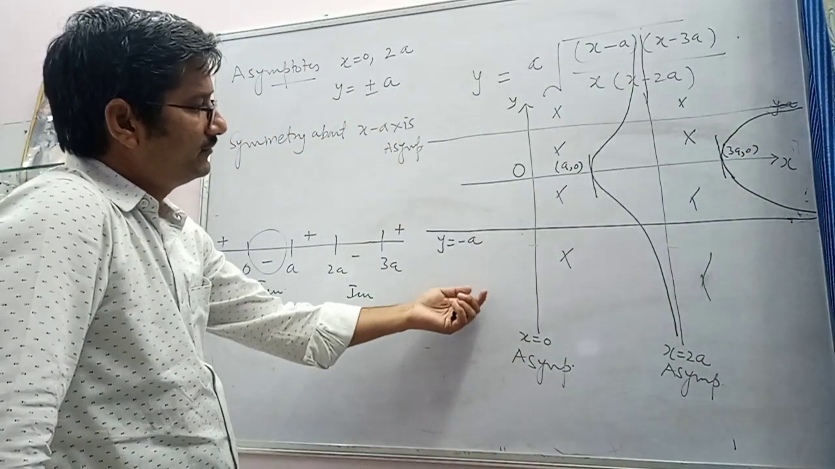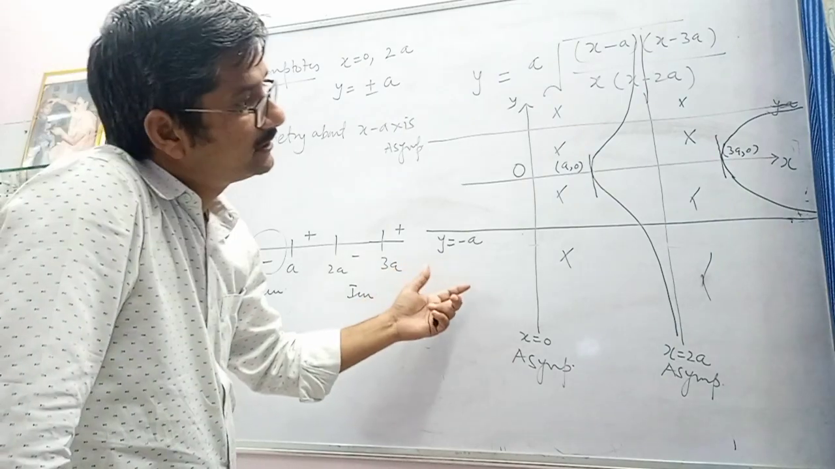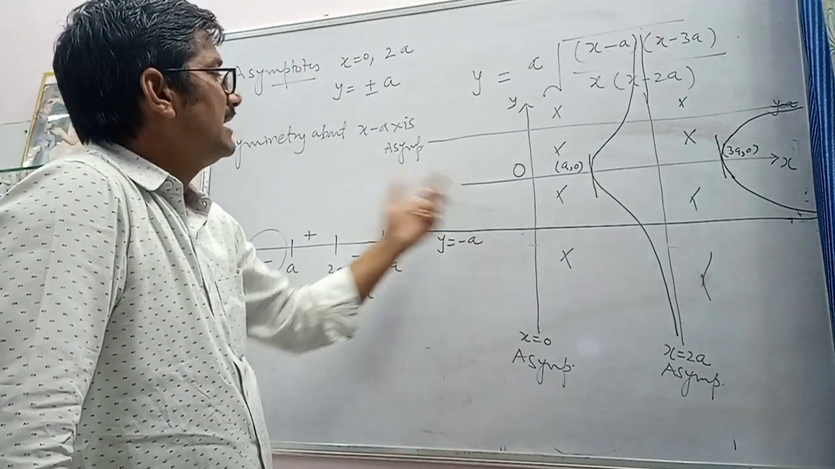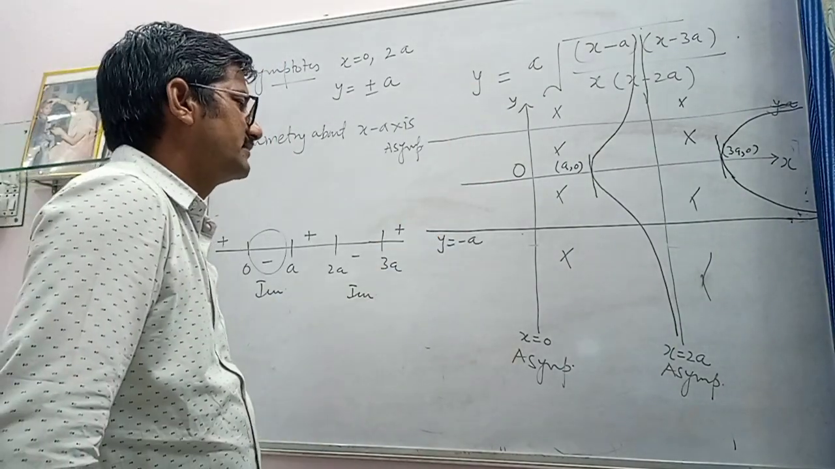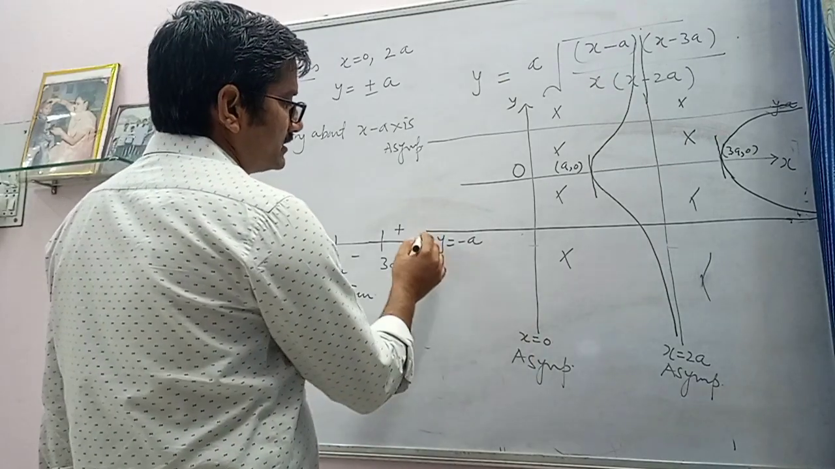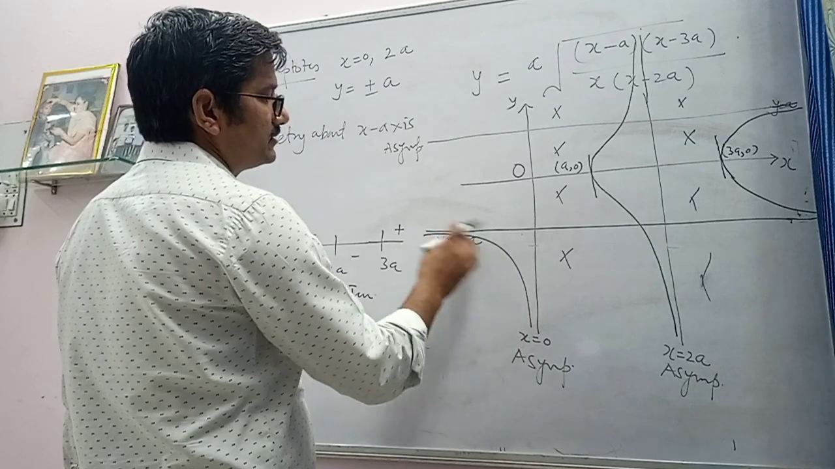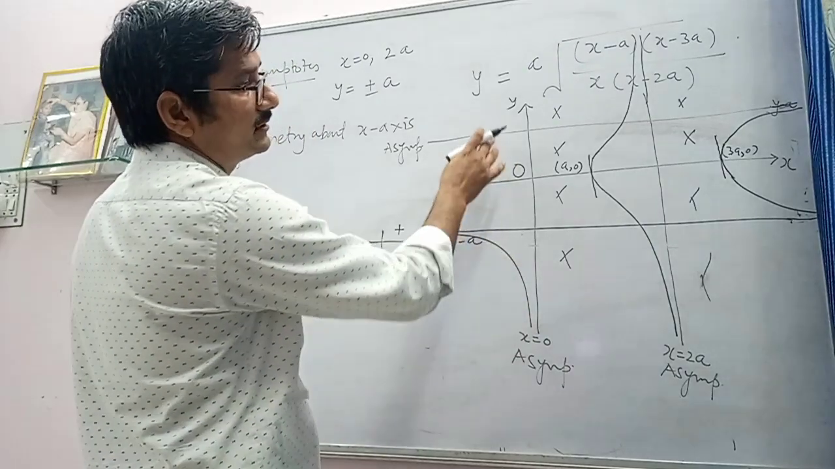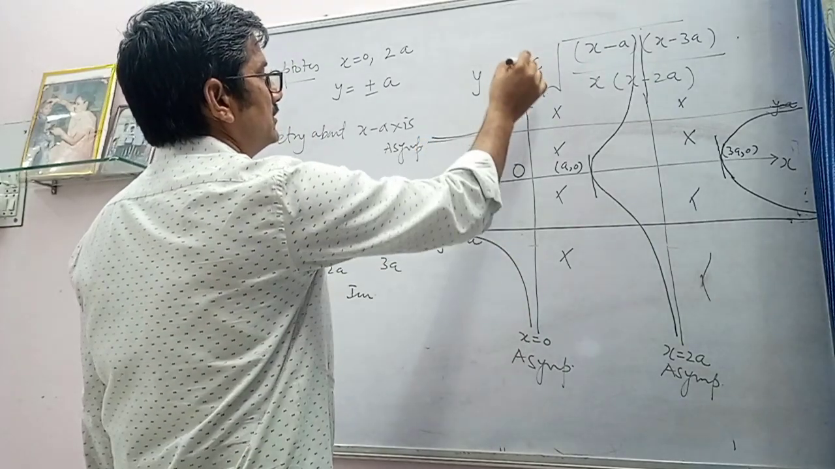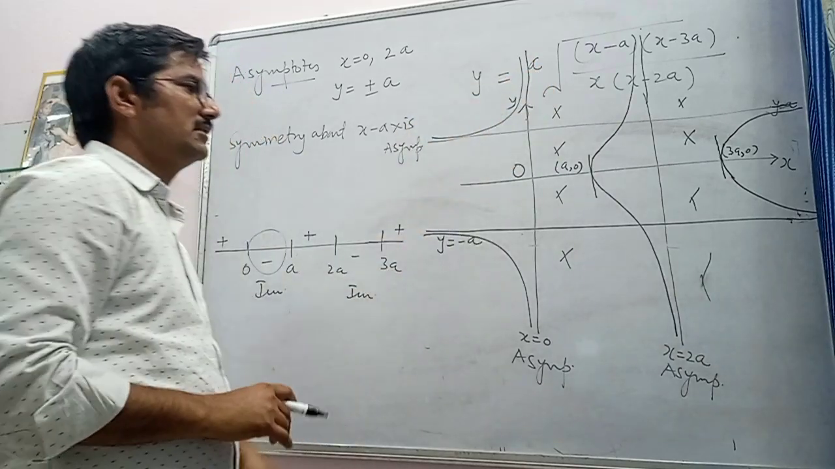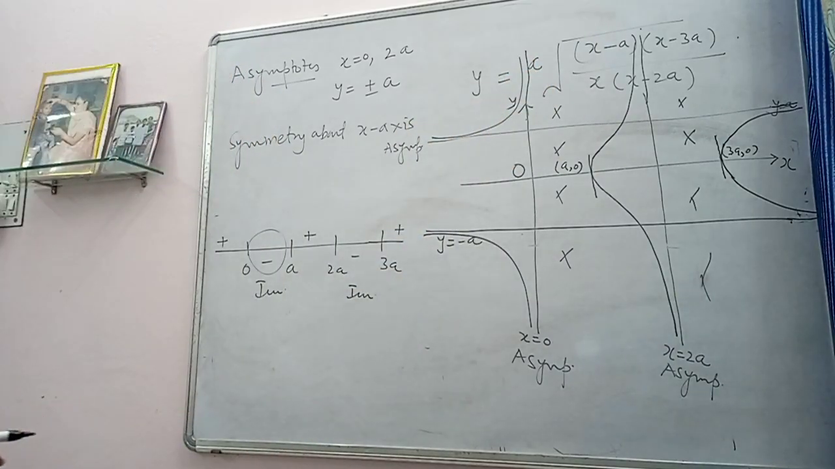Next we have to discuss the left side of the y-axis. This is an asymptote, this is an asymptote, so the curve will move parallel to these two lines, and due to the symmetry we can draw this. By combining all these facts we have traced this curve. So let us finish here, we should stop here.